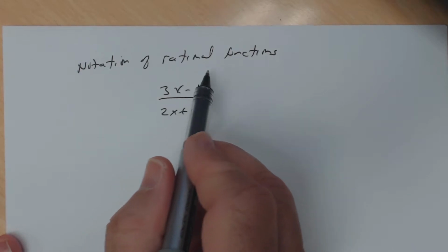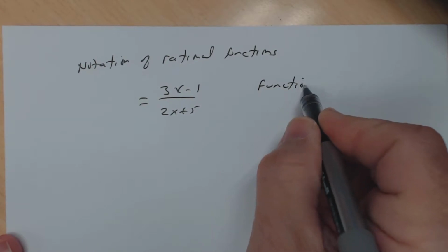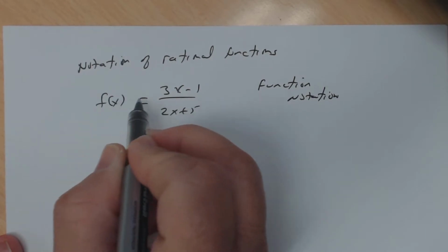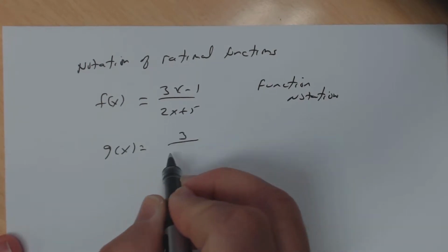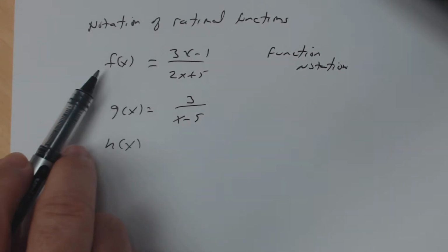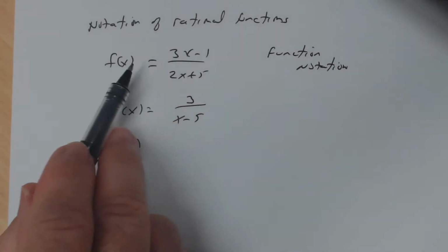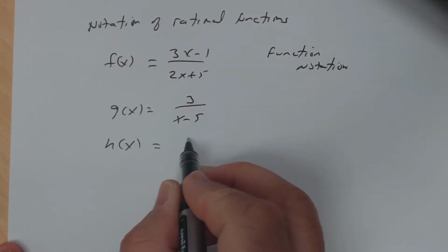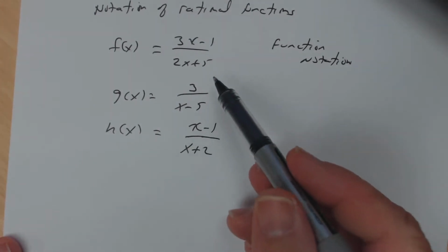If I wanted to make it a rational function, I would have to use function notation. In other words, I'd have to say something like f of x equals this. g of x equals 3 divided by x minus 5. h of x equals, let's say, x minus 1 over x plus 2. Remember, these are just different names of functions: f of x, g of x, h of x. Since the variable is x, I'm using x in my notation. So those are all examples of rational functions.